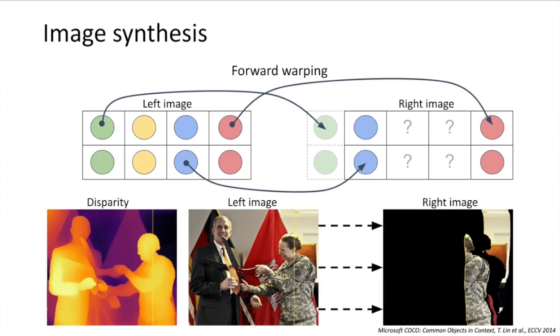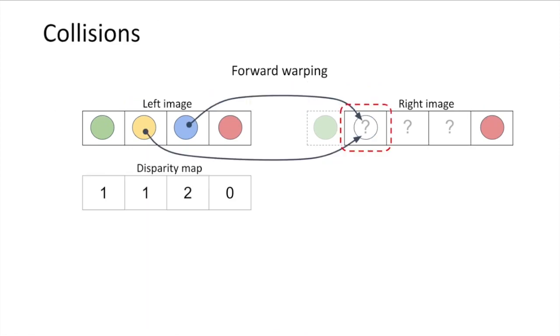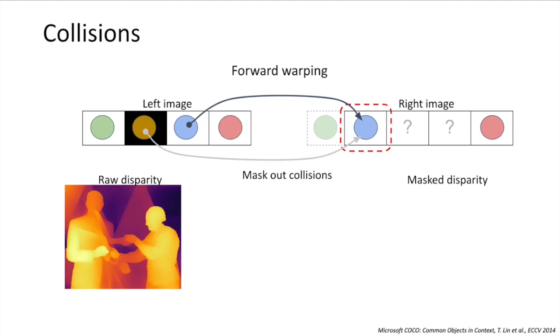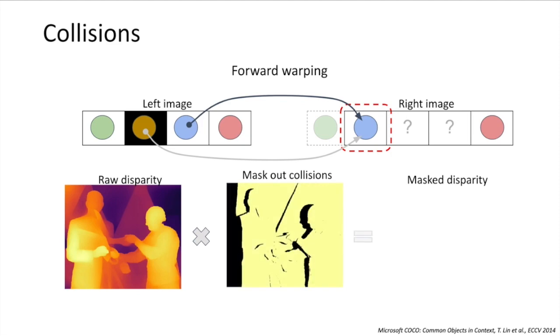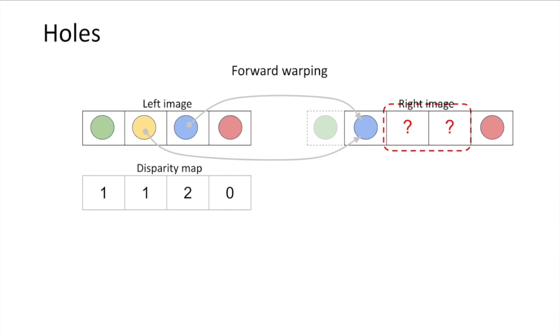Forward warping brings about additional challenges due to occlusions. These are collisions and holes in the synthesized images. Collisions occur when multiple pixels in our left image map to the same location in our right image. When these occur, we select the pixel with the highest disparity value, as these are closer to the camera and thus should be visible in both views. In practice, we identify pixels in our disparity map which land behind another pixel after warping and mask them out during our image synthesis.